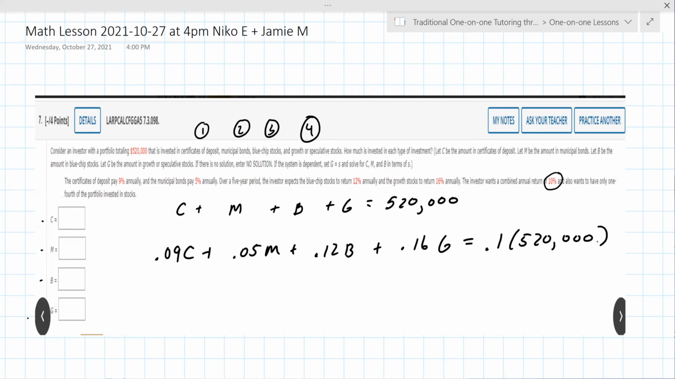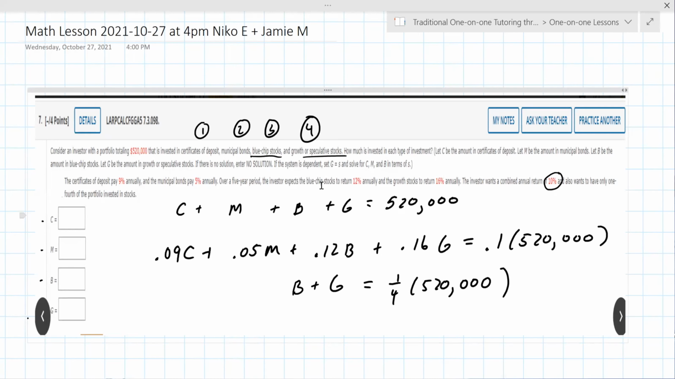They also only want 1/4 of the portfolio invested in stocks. So that means that the stocks are the blue chip and the speculative. So that's B plus G has to equal 1/4 of 520,000. Is that okay? Perfect.